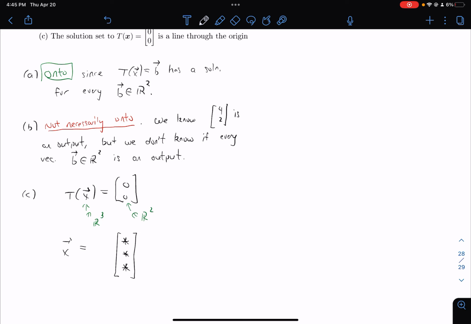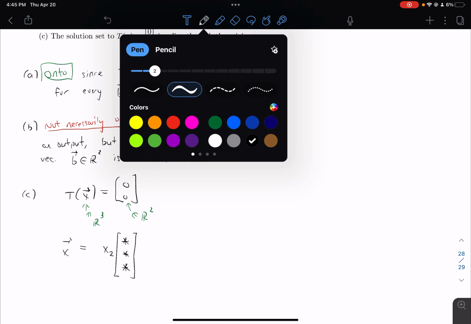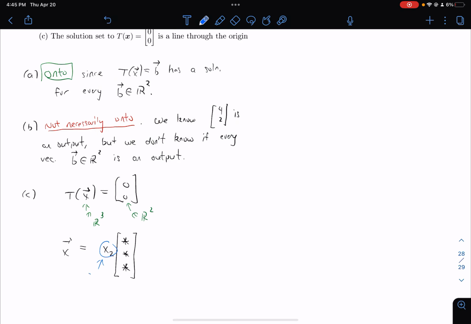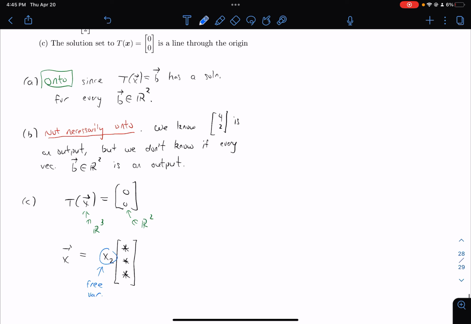And then there's going to be a free variable in front of it. Maybe I'll call it x2 for the time being, but it doesn't necessarily have to be x2. It could have been x3 or x1. But there's some free variable, because that's what a line looks like. It's all of the multiples of one vector. So this would be a line. The key thing that this tells me is how many free variables I have. I have 1 free variable.